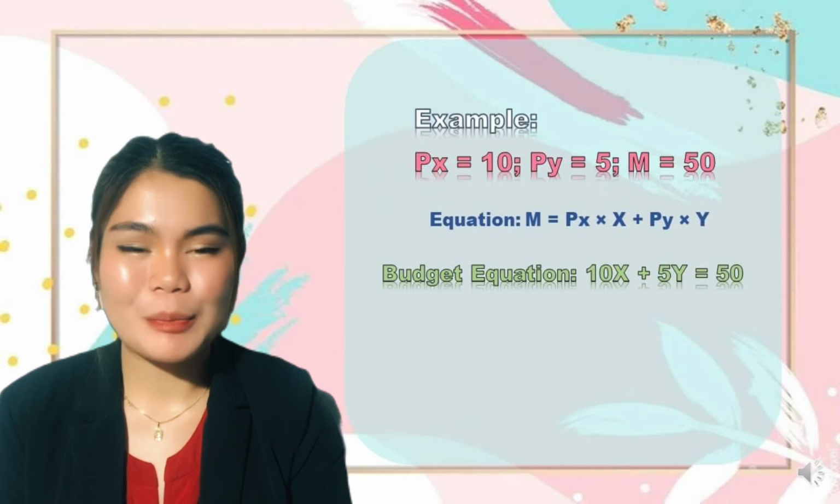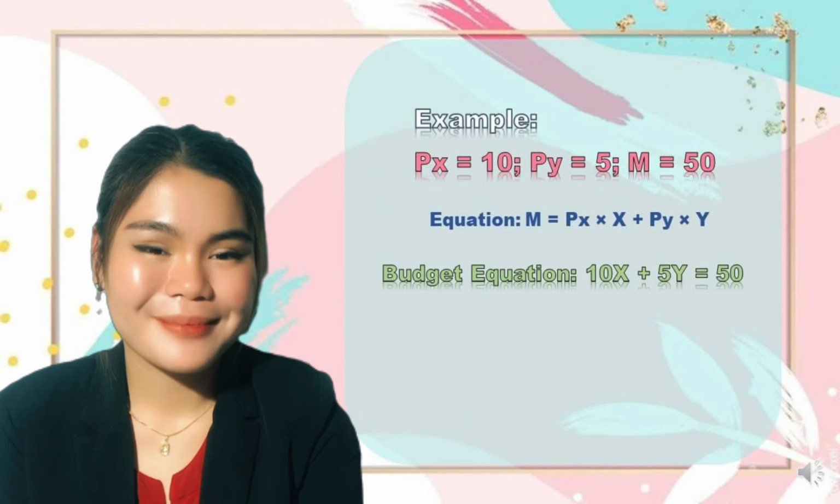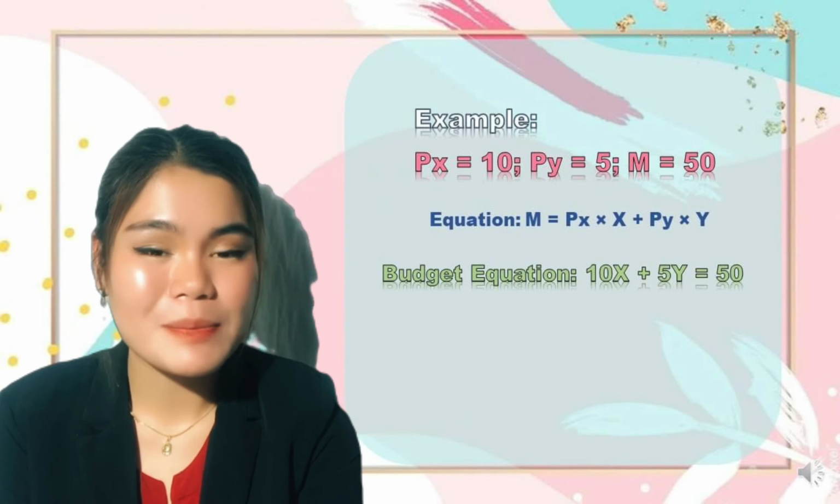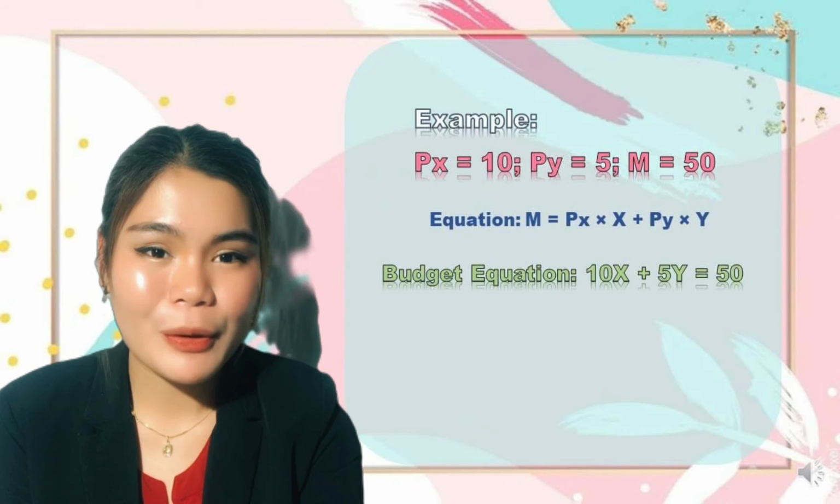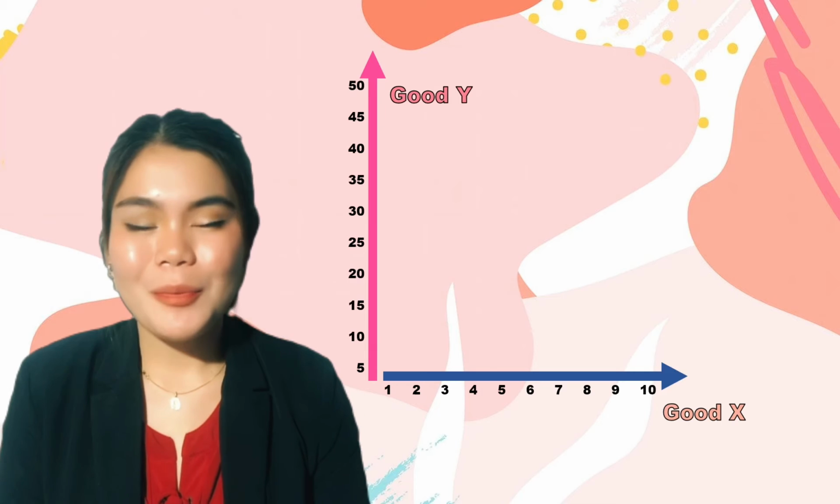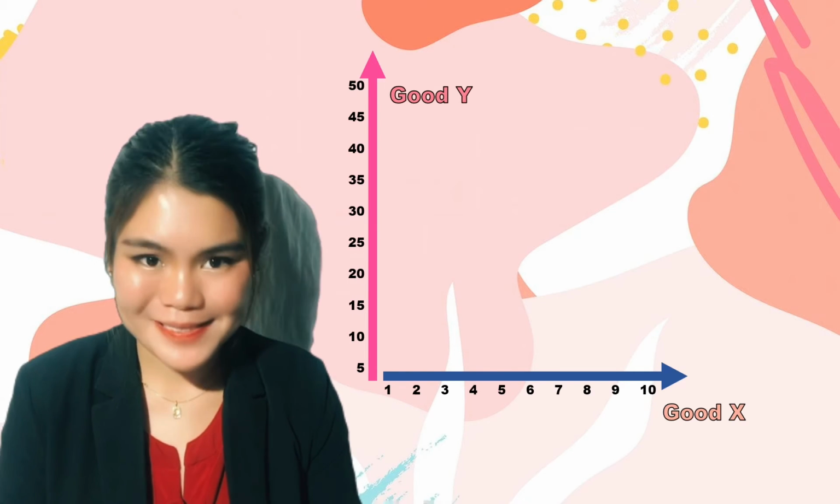For example, our PX is 10, our PY is 5, and our M is 50. Going back to our equation, M is equal to PX times X plus PY times Y. Therefore, our budget equation here is 10X plus 5Y is equal to 50. We measure good X on horizontal axis while good Y on vertical axis.